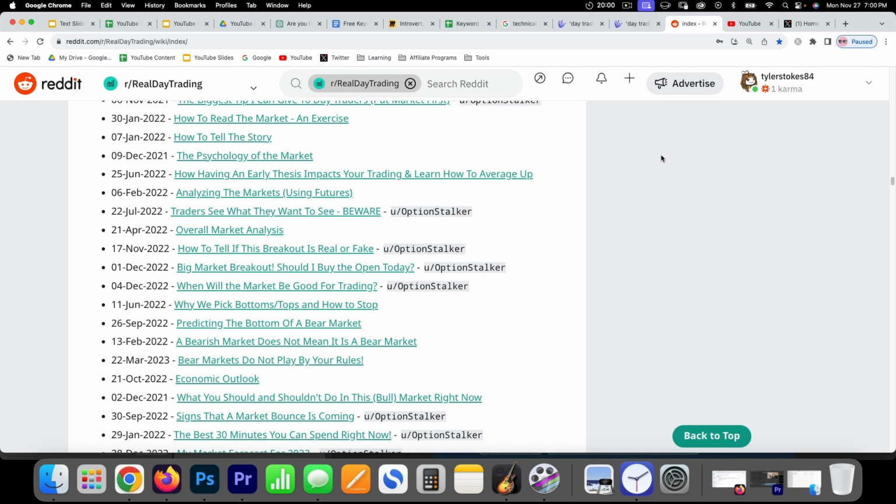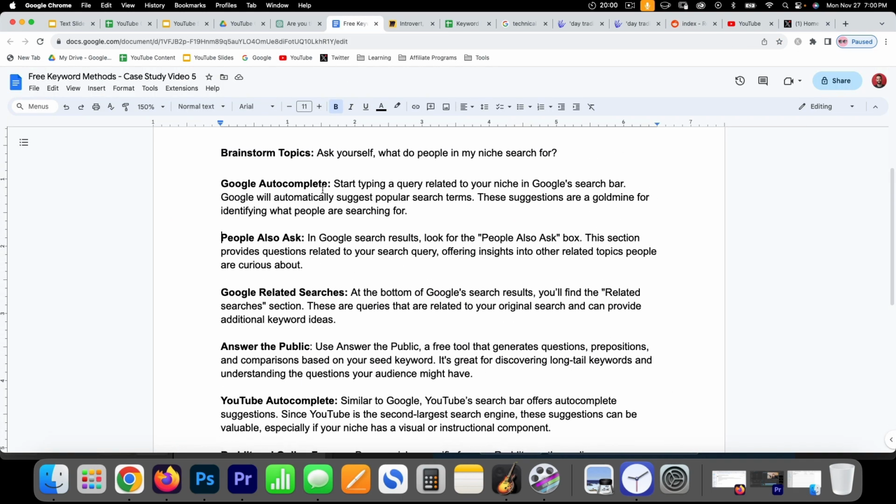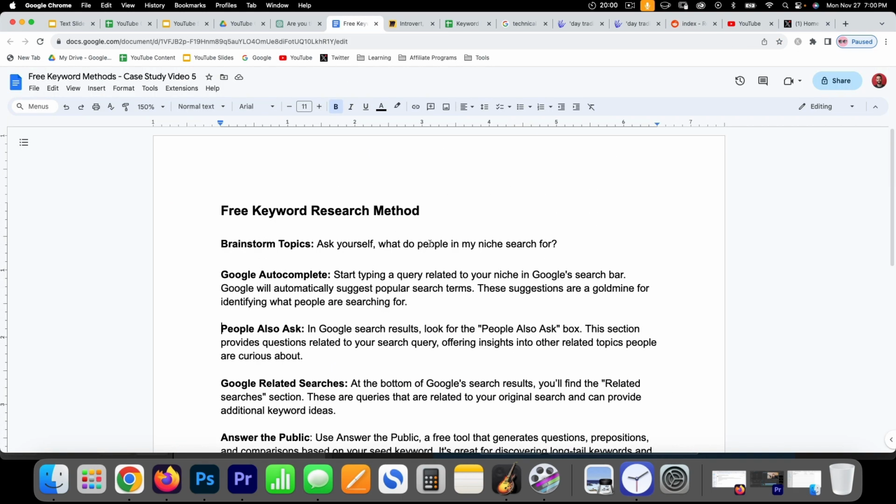Sometimes forums are good for that. You're going to have to just go in and do some research for your own niche. So that's the end of the free keyword research method.